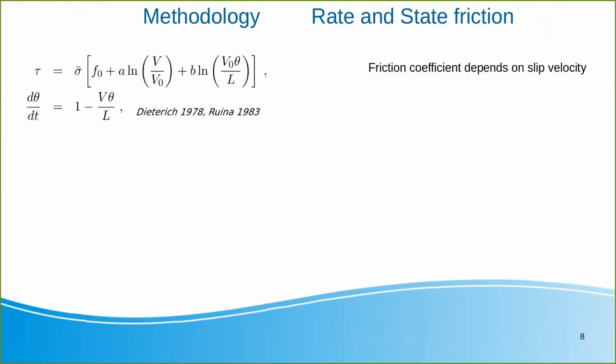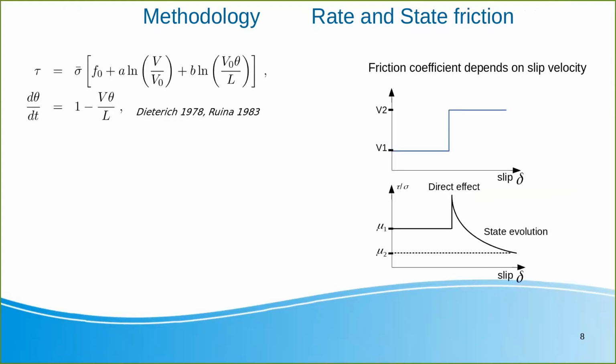So, a really fast and brief part of the methodology: we will use the rate-and-state friction law. This law relates shear stress with normal stress, some static friction, and some parameters, and comes from the observation that friction depends on slip rate. As you can see here, for a jump in velocity, which could mean an earthquake or instability, we have an increase in friction. This is called the direct effect, and it depends mainly on the magnitude of the parameter A.